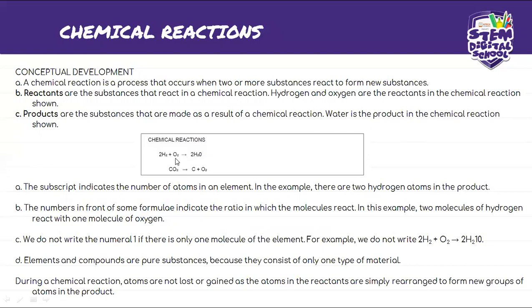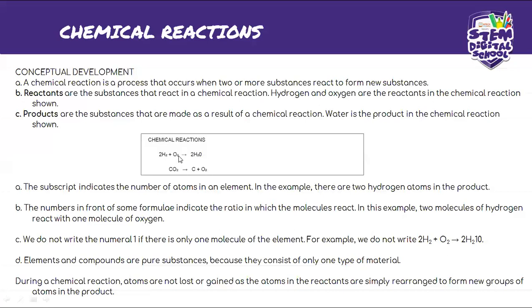Now, if we balance it, you will see that we have two hydrogens here multiplied by 2, so we get 4. Now, this small 2 here is called the subscript. So the subscript is telling us the number of hydrogen atoms in a molecule. So here, for oxygen, the subscript is 2. So it means 2 oxygen atoms make a molecule.